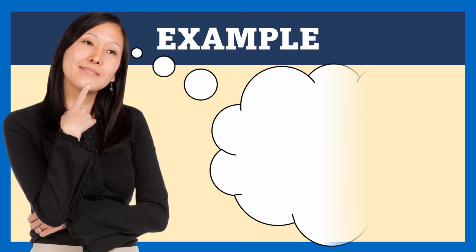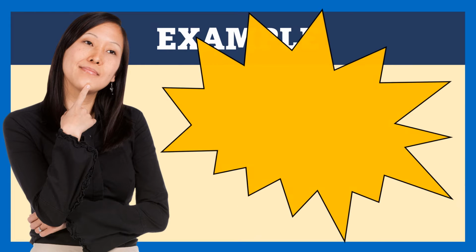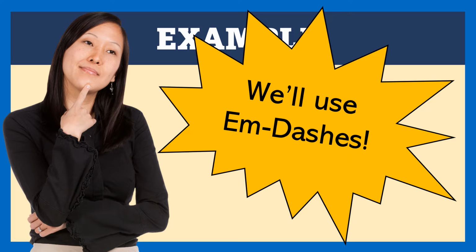However, there might be an issue if the parenthetical element is a list that has commas in it. And in this context, this is where we're going to use what's known as the em dash.